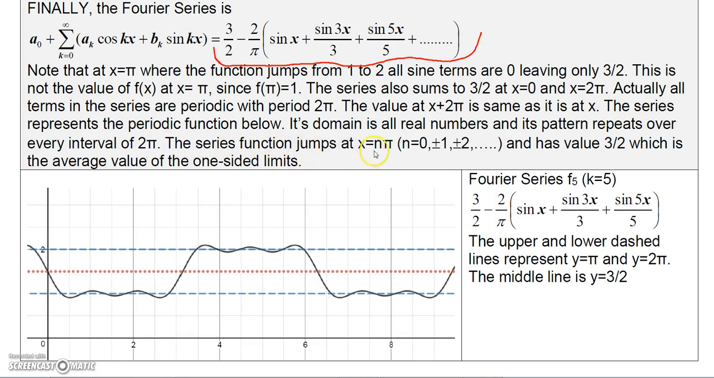So the series jumps at x equals n pi and has value 3/2, which is the average value of the one-sided limits. Down here you can see the graph of that Fourier series up through f5, so up through just the term sine 5x over 5. And that's it.